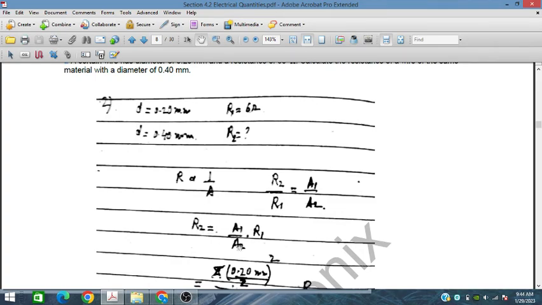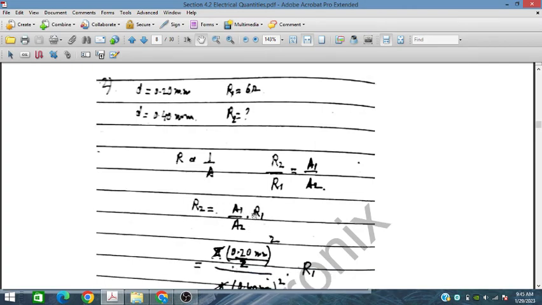R2 is equal to A1 upon A2, because this is an inverse relation. This is used like this. So R1 A1 and R2 A2 will be the same. Because when we use this cancellation, we use some constant. R is equal to K upon A. So A and R will multiply on one side, and this constant stays constant. So this is the same, and we will use this relation to rearrange it. And then R2 is equal to A1 upon A2 times R1.